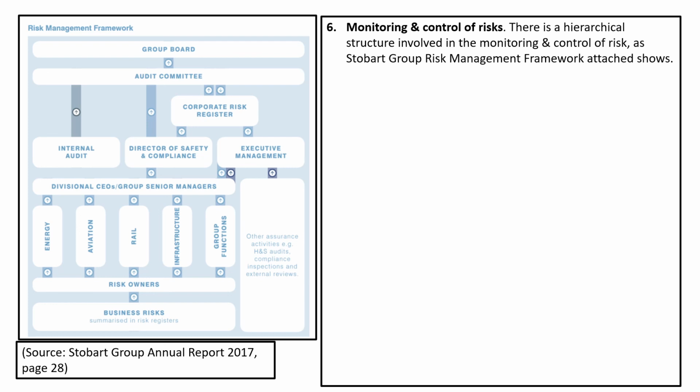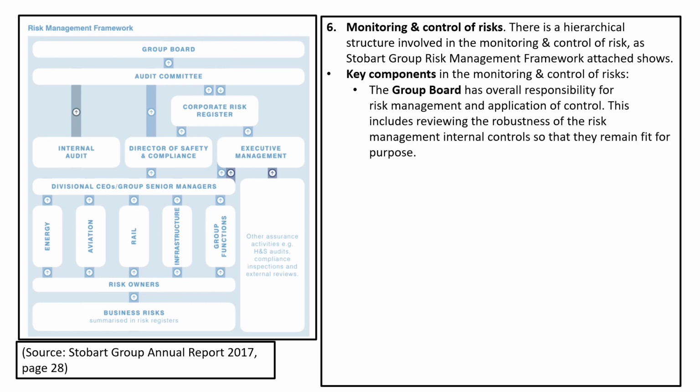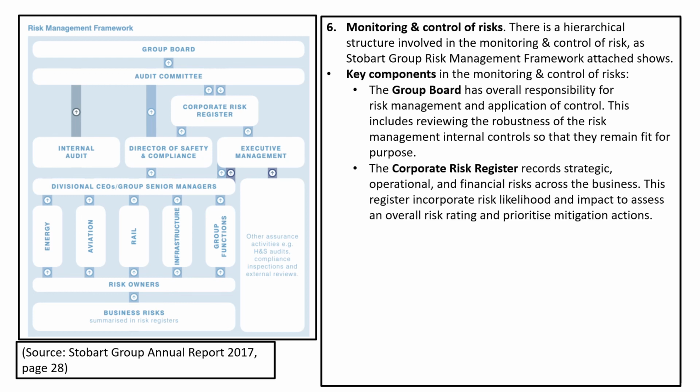There is a hierarchical structure involved in the monitoring and control of risk, as the Stobart Group Risk Management Framework attached shows. The key components in the monitoring and control of risk are the Group Board, which has overall responsibility for the risk management and application of control. This includes reviewing the robustness of the risk management internal controls so that they remain fit for purpose.